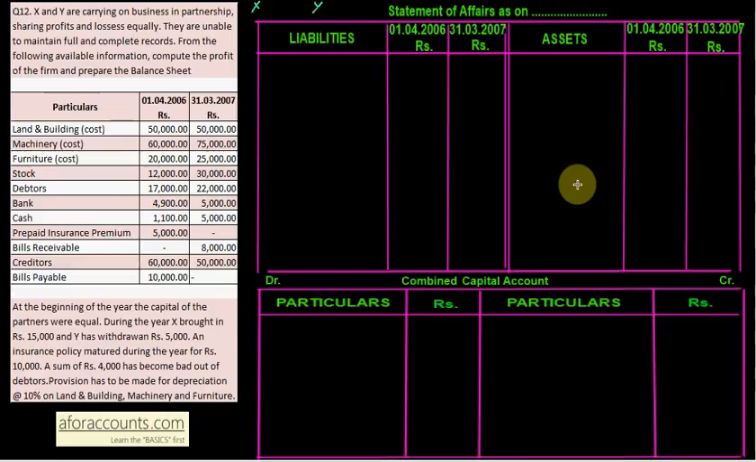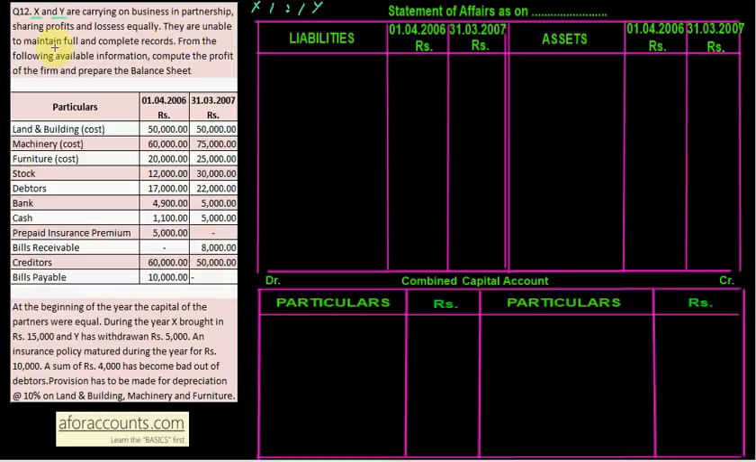Question number 12 on single entry or accounts from incomplete records, X and Y. Now as soon as you see two names, it means it is a partnership question combined with your single entry. So X and Y, write it down somewhere. X and Y are carrying on business in partnership, sharing profit and losses equally. So the ratio is 1:1.